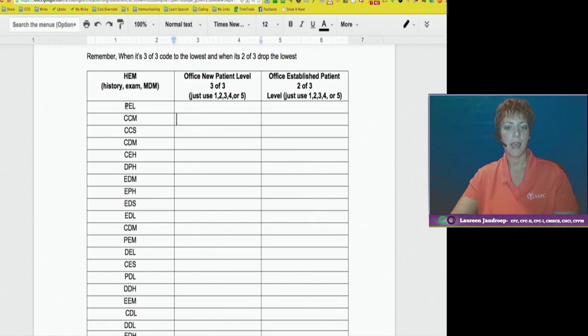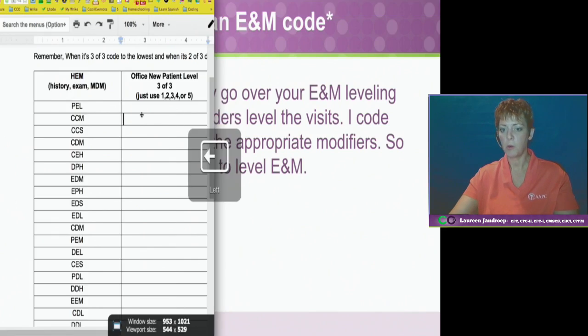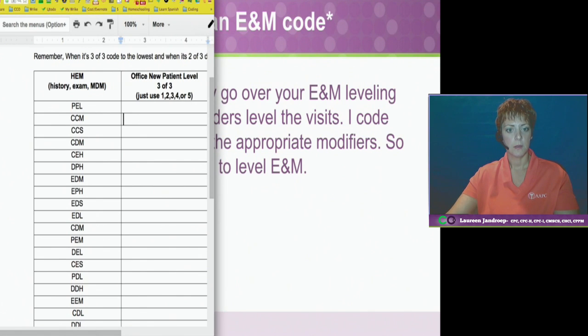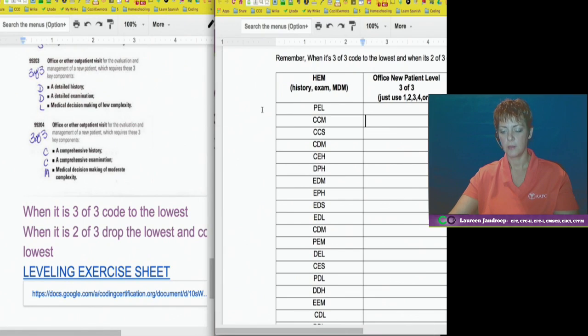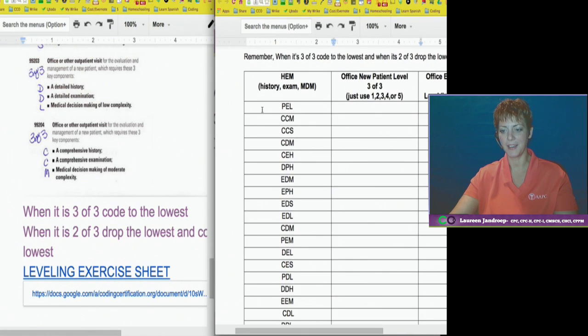So my PEL, for example, is problem-focused history, expanded problem-focused exam, low medical decision-making. And in hindsight, I should have done a poll for this. Let me bring this over here. Good idea to have a poll. They can do shout-outs. There you go.